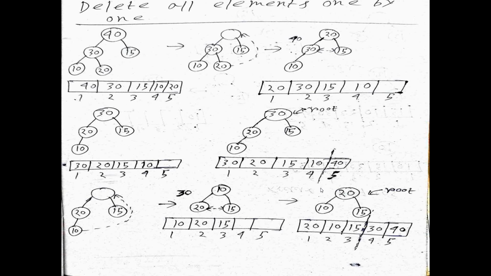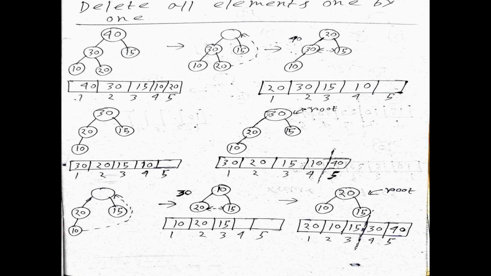we just put this 40 in this free space. This 40 is not a part of the heap, we just put it here. For that reason I have made the partition here. This is a partition after the index number 4. This 40 is not a part of the heap, we just keep it here. Okay. Now next again we repeat the procedure of deletion.